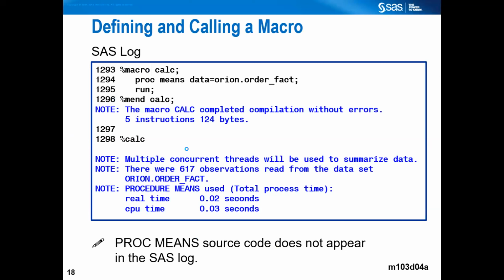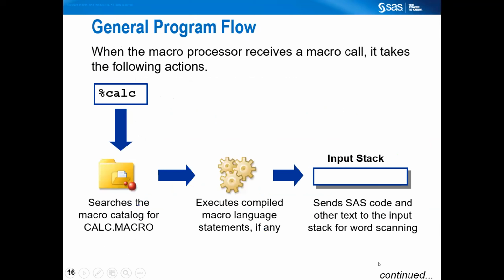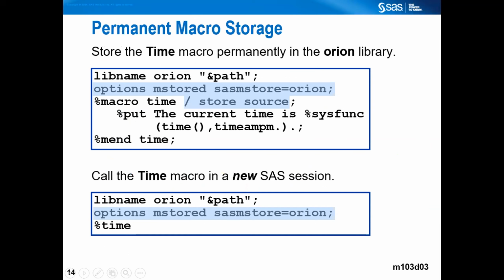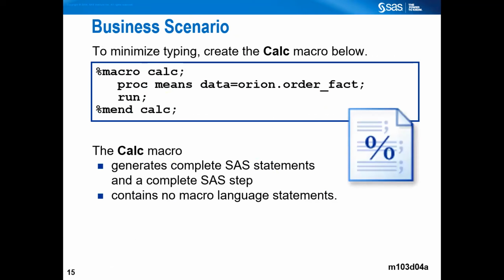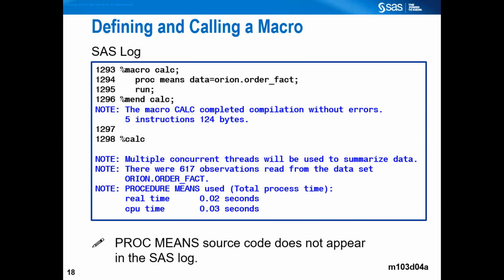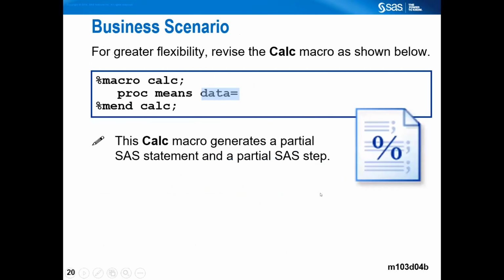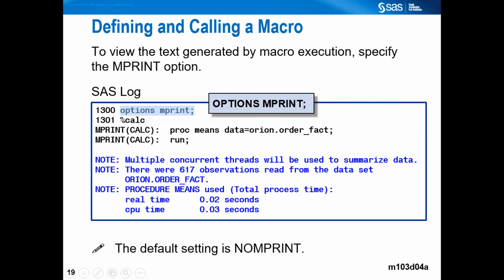So you get the source code at the backend, which is executing. See this because of mprint. You can try this demo D04A to create a macro called calc, and then you can try it out with mprint using the option while calling. Okay, try this. Demo 04A.